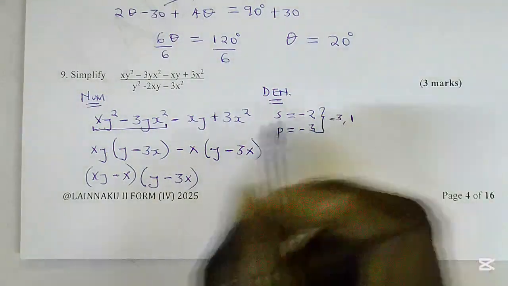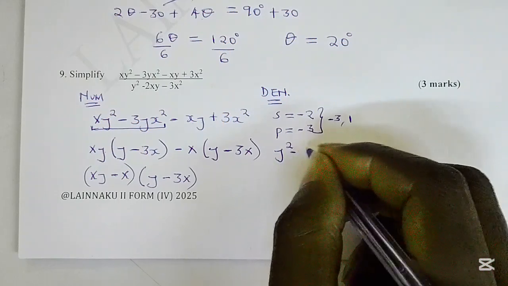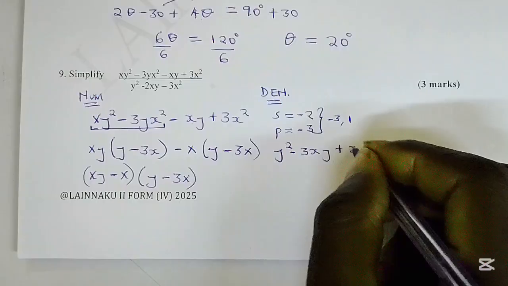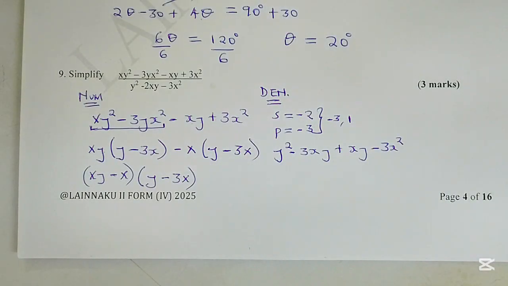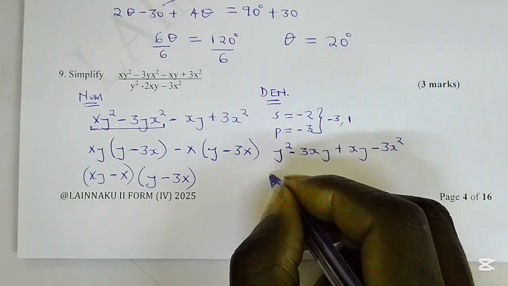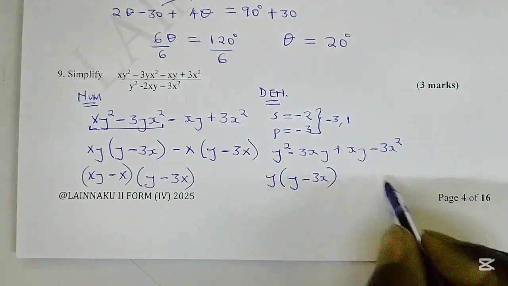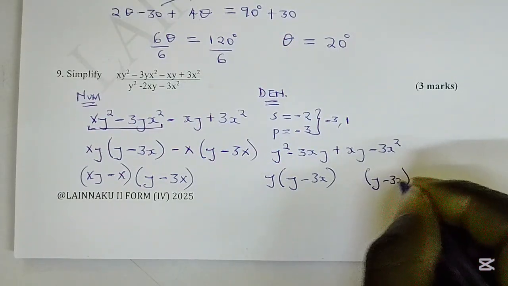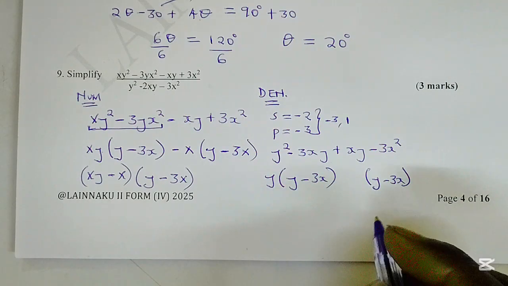So at this juncture we can rewrite the denominator this way as y squared minus 3xy plus 1xy, then minus 3x squared. So here, what is common between these two? It is y. So you remain with y minus 3x. So at this particular place, you also have y minus 3x. What is inside the bracket should be the same when it is factored out.